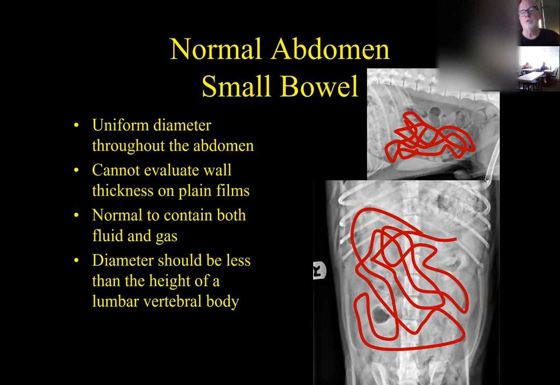Okay, so just a quick review. What does the small bowel loop look like in a normal dog? Nice random distribution with lazy loops, one population of small bowel, all the same diameter, and that diameter should be less than the height of a vertebral body. Okay.